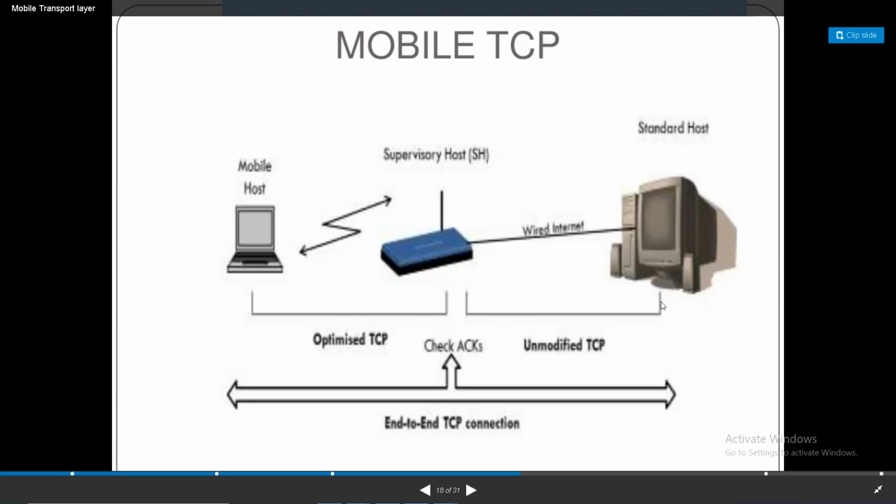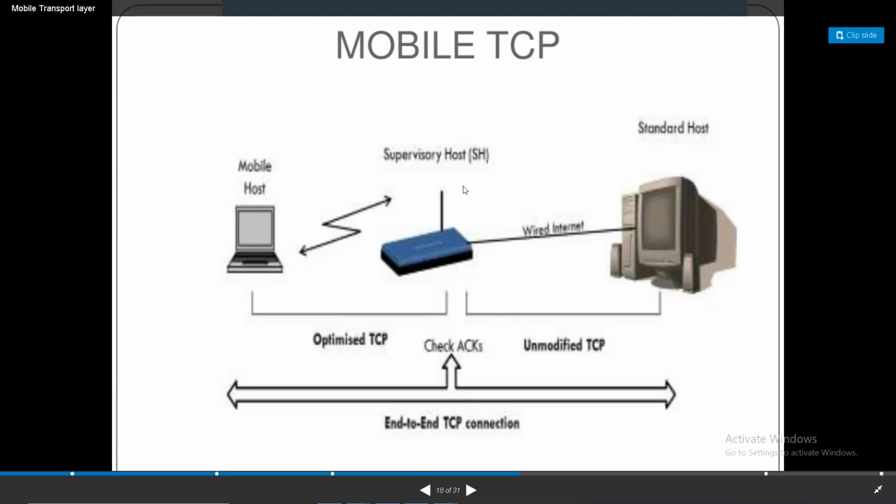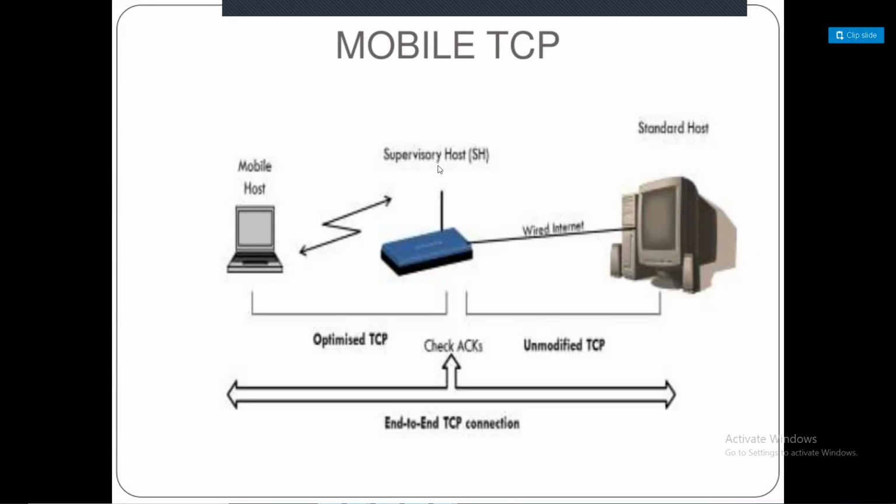Now the new term in mobile TCP. In the previous section, between the mobile host and the standard host, we saw the access point or foreign agent. In place of the access point or foreign agent, in mobile TCP we have the supervisory host. Now we need to know what the supervisory host is and what its responsibilities are. In one sentence, the supervisory host plays a role like the foreign agent. The foreign agent monitors each and every transaction between the mobile host and the standard host. Likewise, the supervisory host plays an equally important role.